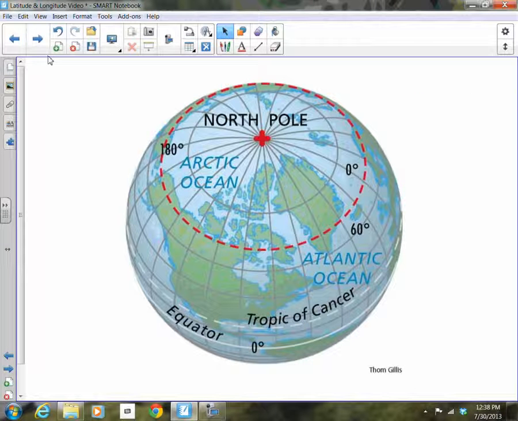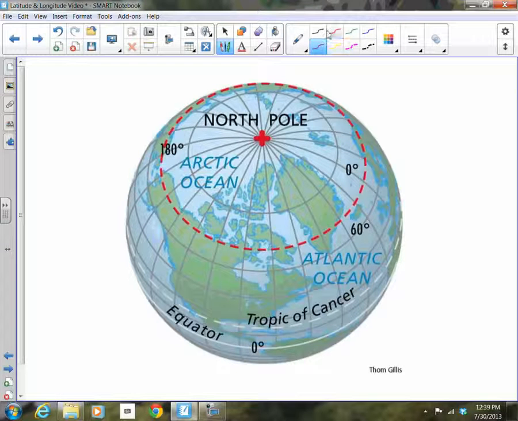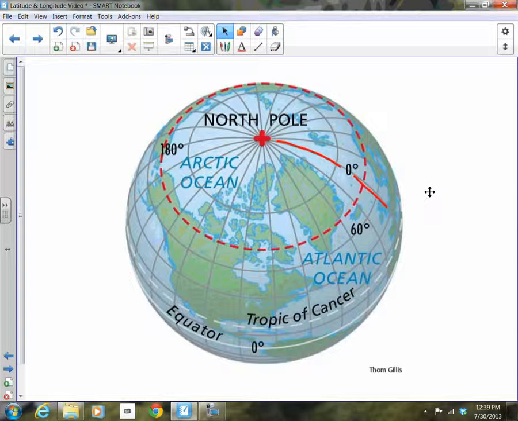Here's another diagram of the Earth showing lines of latitude and longitude. Okay? The prime meridian is located over here at 0 degrees longitude. You'll notice that the prime meridian runs right through Greenwich, England. And that's an important fact that we're going to talk about many times during the year.